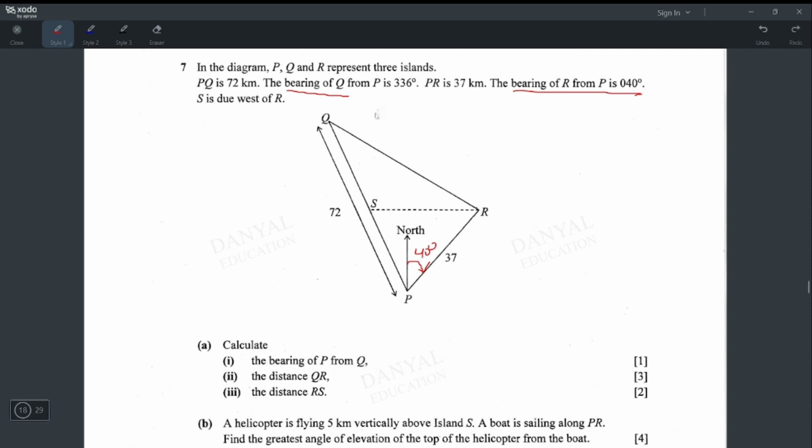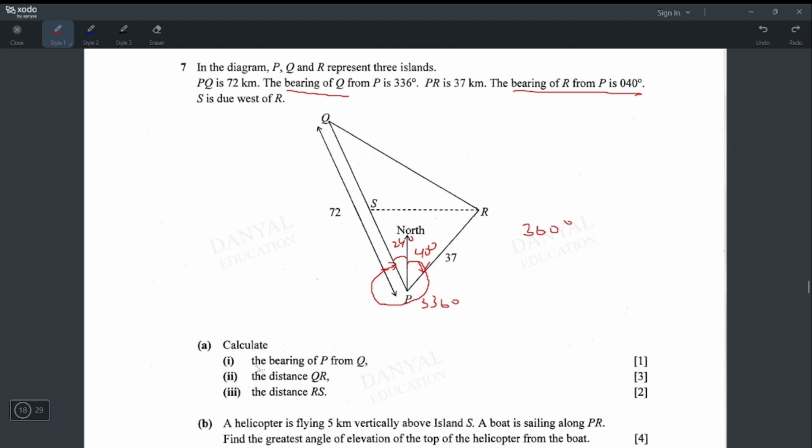And the bearing of Q from P is 336 degrees. Same idea. North line in P, all the way until it touches the line in between P and Q. So this is 336 degrees. And we now know that this is 24 degrees because 360 degrees is a full rotation. So this is 360 minus 336.